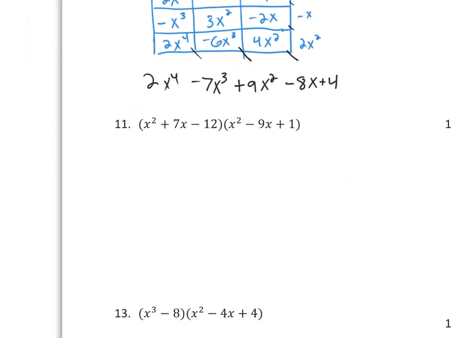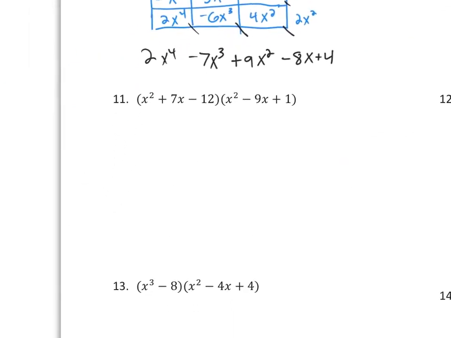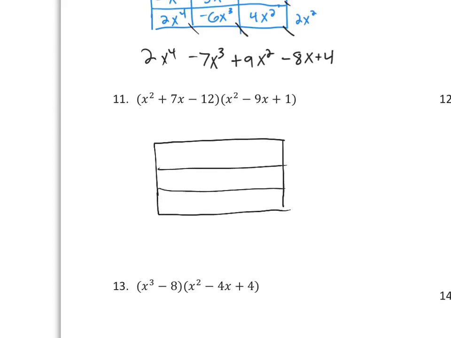Moving on to number 11. X squared plus 7x minus 12 times x squared minus 9x plus 1. The multiplication problem, 3 terms each. They're both trinomials because there are 3 terms each. So I need a box where I can have 3 rows and 3 columns. X squared, 7x, negative 12, x squared, negative 9x, and 1.